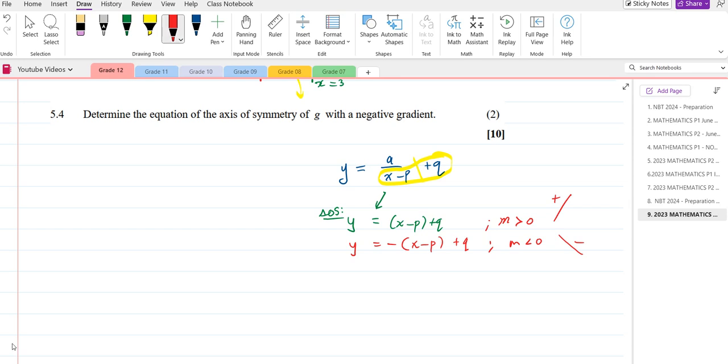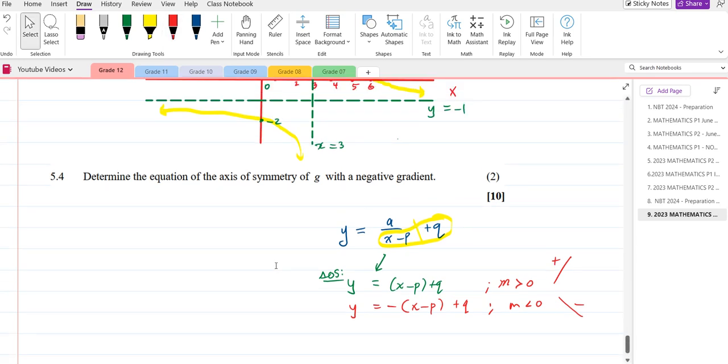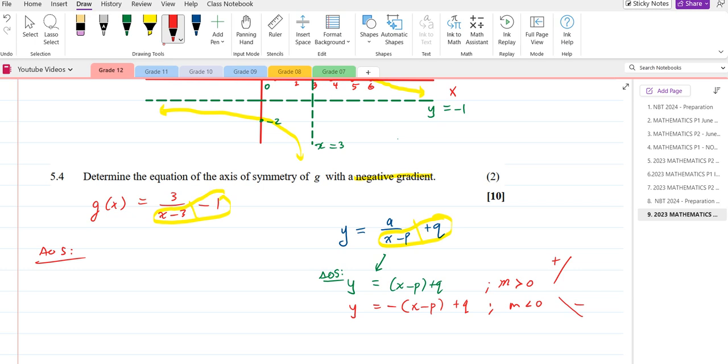Now we want to find the axis of symmetry with a negative gradient. Okay, we know the equation of g of x is 3 over x minus 3 minus 1. So what's the negative axis of symmetry? Taking this part and putting a negative in the front. So what's the axis of symmetry here? y is equal to negative into x minus 3, minus 1. So that's negative x plus 3 minus 1. So that's negative x plus 2.